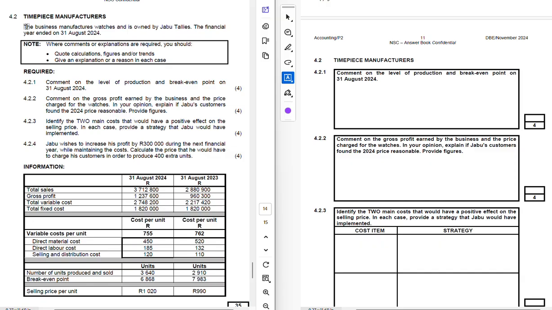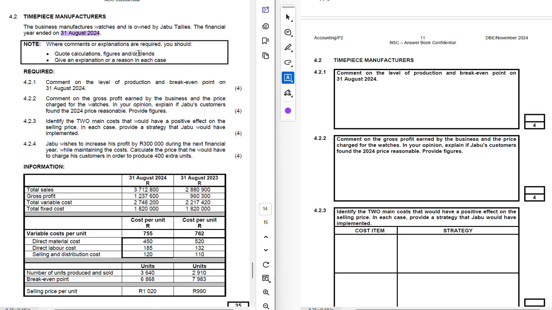4.2 is about the timepiece manufacturers. The business manufactures watches and is owned by Jabu Talit. The financial year end is 31 August 2024. We are given a note that we need to read and understand. Where comments or explanation are required, you should quote calculation, figures, and or trends.